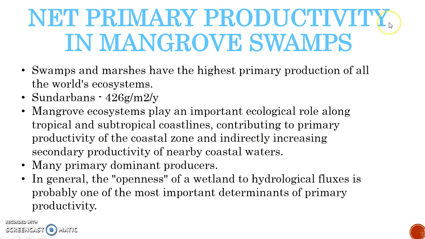Additionally, there are many primary producers that are very dominant in mangrove swamps, because several plant species can be found in mangrove swamps. In general, the openness of a wetland to hydrological fluxes is probably one of the most important determinants of primary productivity. This is more of a scientific insight into why NPP is relatively high in mangrove swamps.